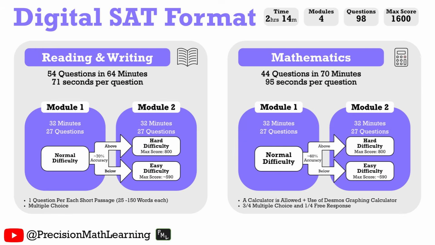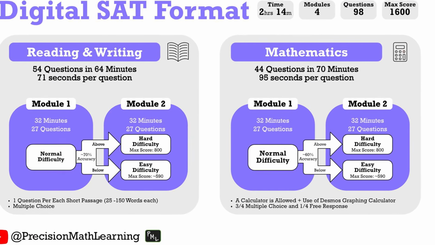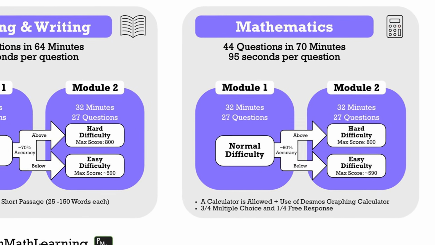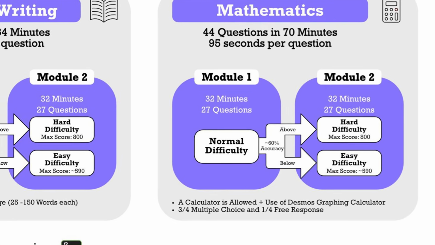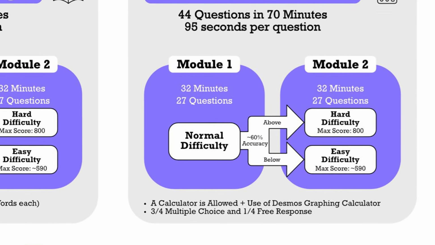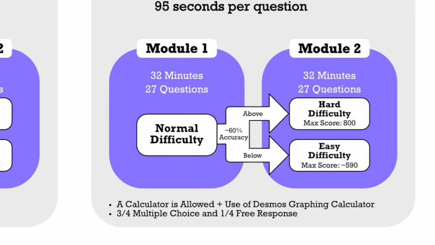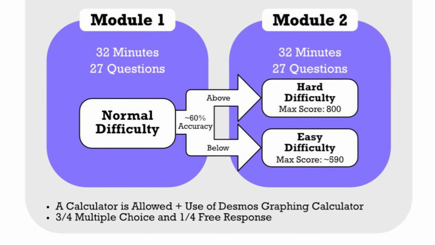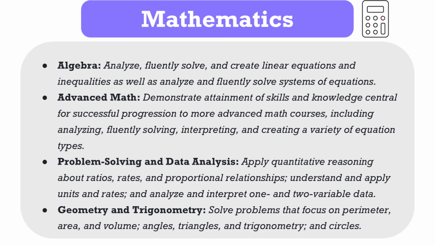For the math section, you'll have 44 questions and 70 minutes to solve them. You may use a calculator for the entirety of the math section, and this includes the Desmos graphing calculator, which is built into the testing software. Feel free to check out my video about using Desmos on the SAT, and it will also be linked at the end of this video. In the math section, you'll be tested on algebra, where you'll need to analyze, fluently solve, and create linear equations and inequalities, as well as solve systems of equations.